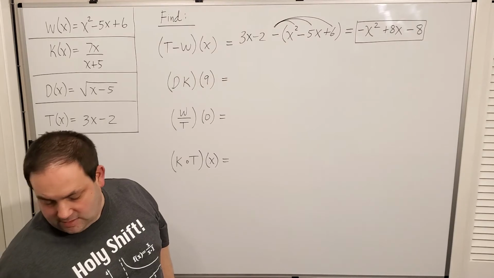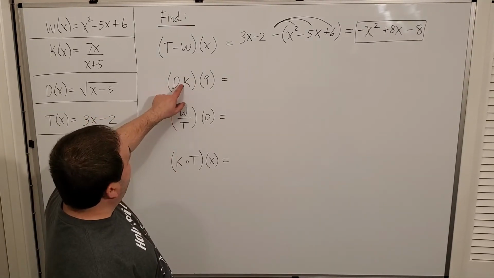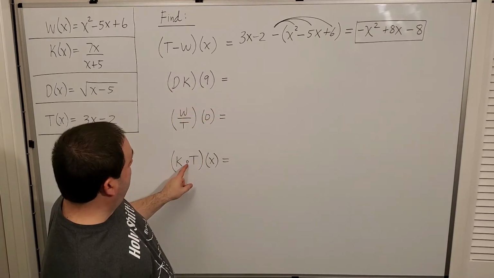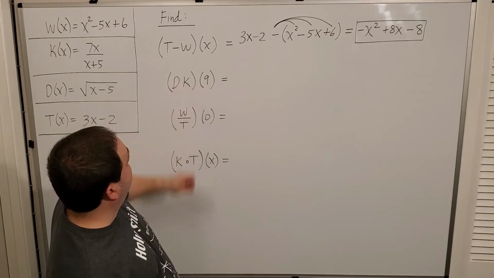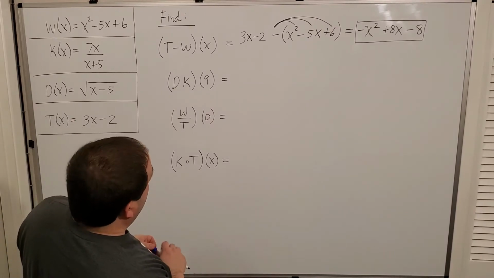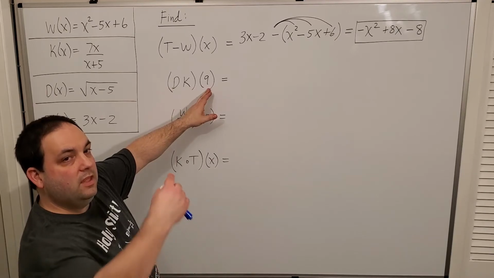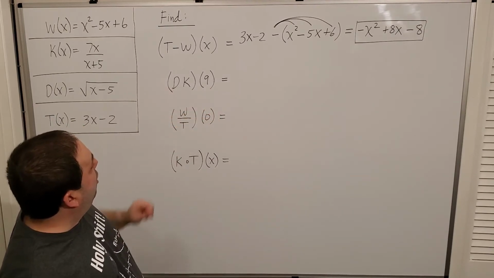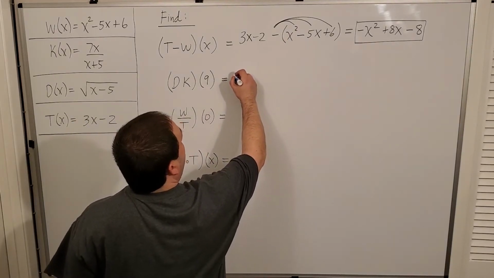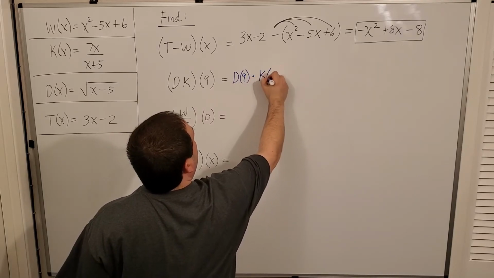Next, it asks for dk of 9. Now remember, this is times, okay? Not to be confused with composition, which is the little circle. This is multiplication. So dk of 9. There's a couple of ways you can do this. I could create the dk of x function and then plug in 9, or I can do d of 9 times k of 9. I'm choosing the latter. This is going to be d of 9 times k of 9.